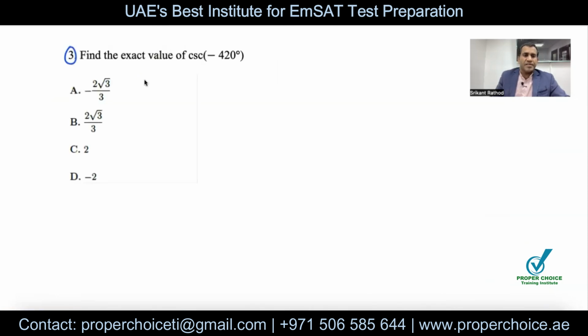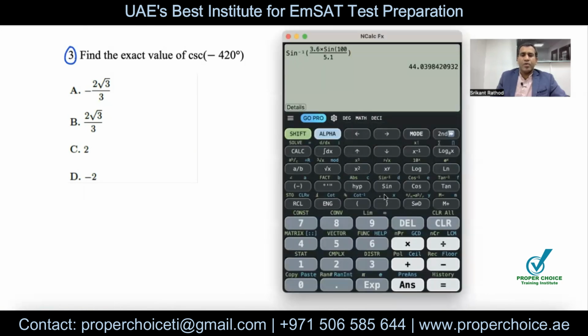Question number 3 here is: find the exact value of cosecant of minus 420. So cosecant is a reciprocal of sine, and if you look on the calculator, this trigonometry button is not available. Cosecant is not available. We have only sine, cos, tan and their inverses. So how do we do that?